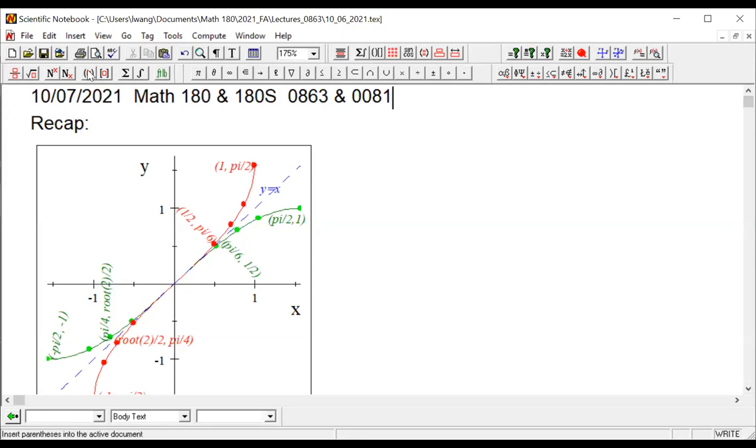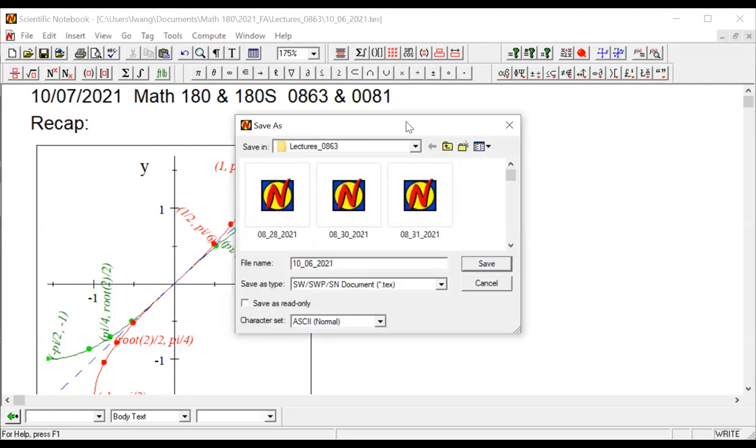Recall that we had a property, and this is the property. Let me save this file.